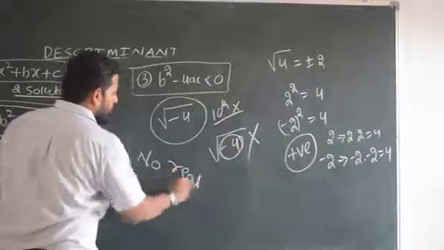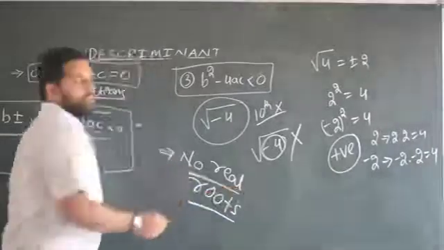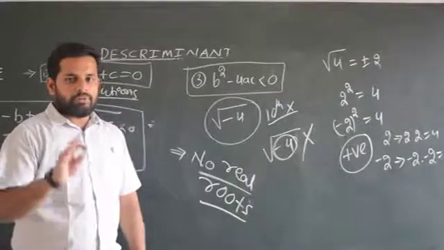What do you have to say? You have to say no real roots. So you have to say no real roots, then you have to stop your calculation. Is this clear? All of you, is it clear?